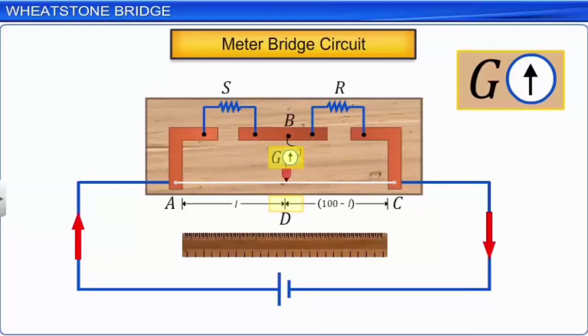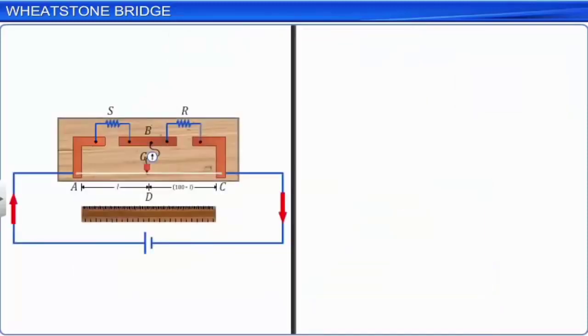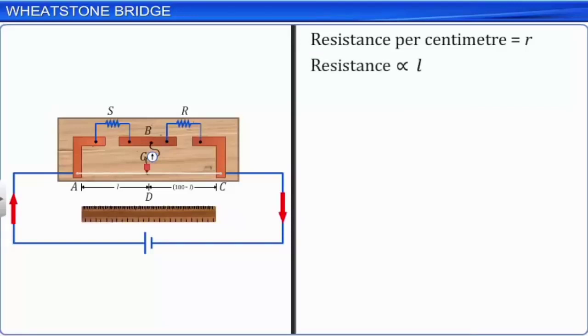Let R be the resistance per centimeter of the standard wire. As the area of cross-section of the standard wire is constant, its resistance is proportional to its length. Thus, the resistance of the AD part of the wire is equal to R into L, and the resistance of the DC part of the wire is equal to R into 100 minus L.